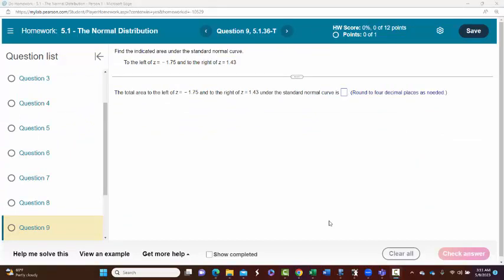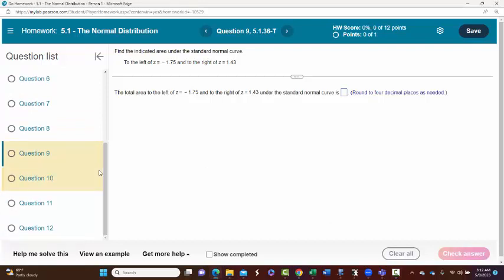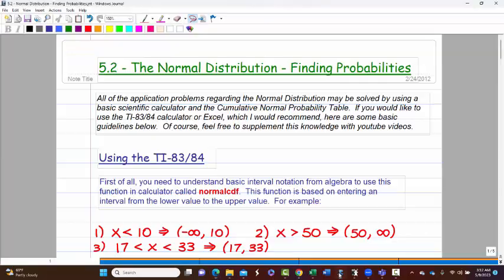Now it's time for the homework portion of this lecture. So I've already got the normal distribution homework in there. The ones I want to look at primarily are the last 4. Now this first one is an area question, very similar, just to show you.